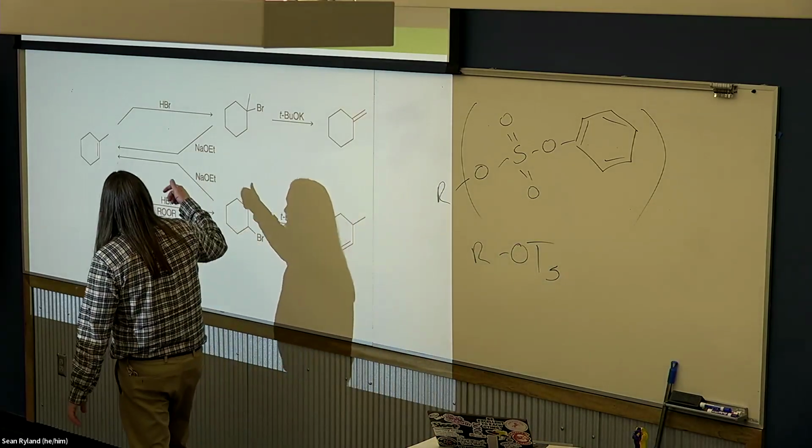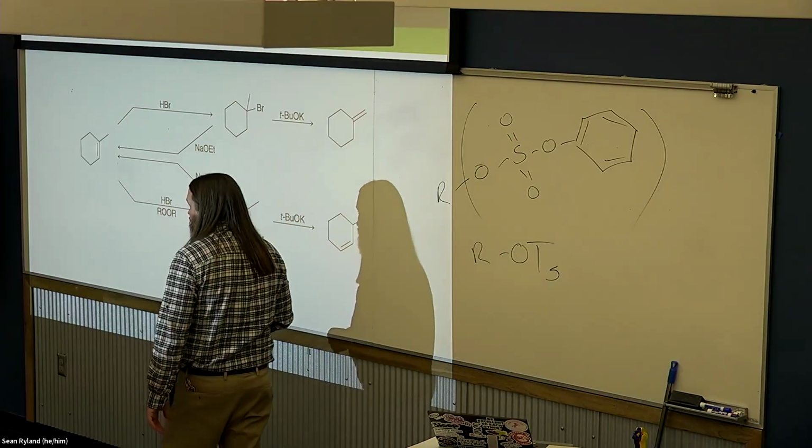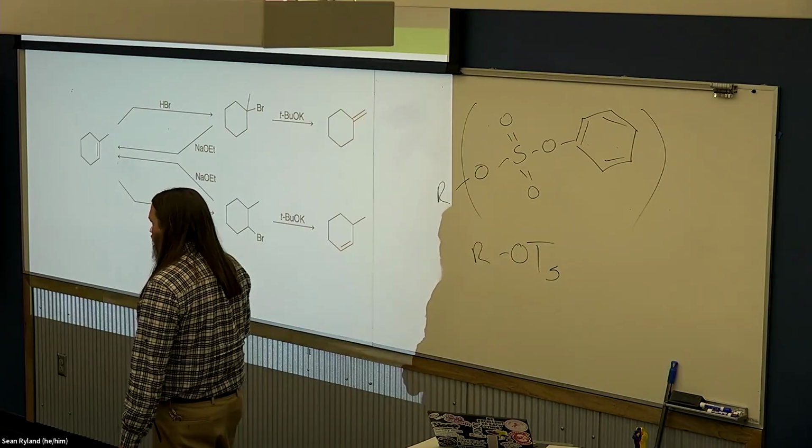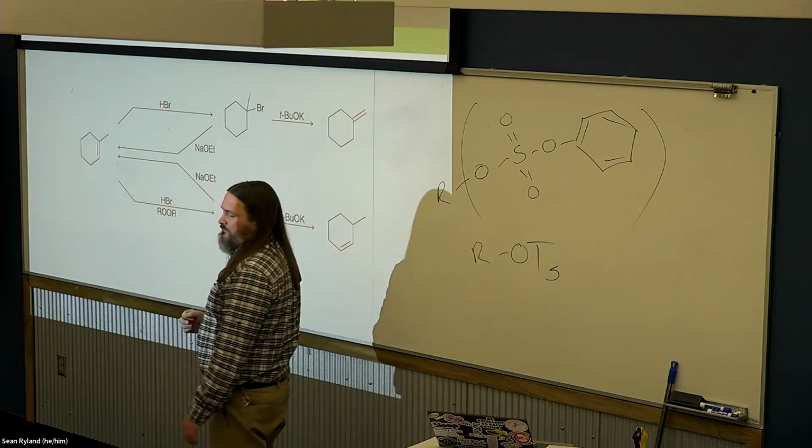And it's the same variables: Markovnikov versus the anti, or Zaitsev versus Hofmann. If we control those two things, we control where we're putting our functional groups.